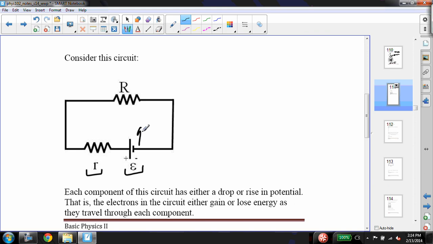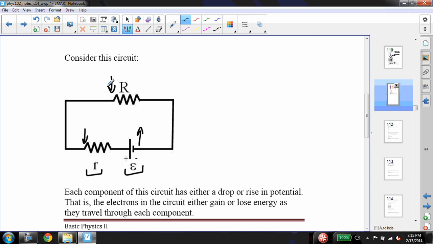The electrons are going to gain energy when they go through the battery, and then they'll lose energy when they go through the resistors, as they do whatever it is that they're going to do when they go through the resistors. They might act as a source of heat for a heater, for example, or for a source of light in a light bulb, or to run a motor, or whatever it is that you want it to do.